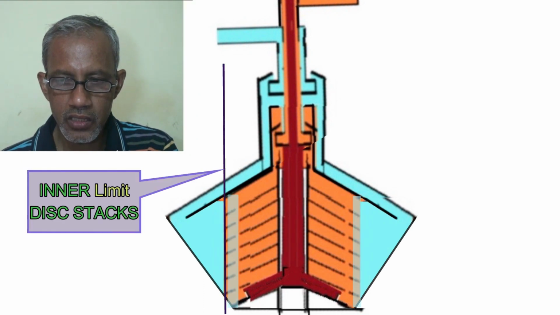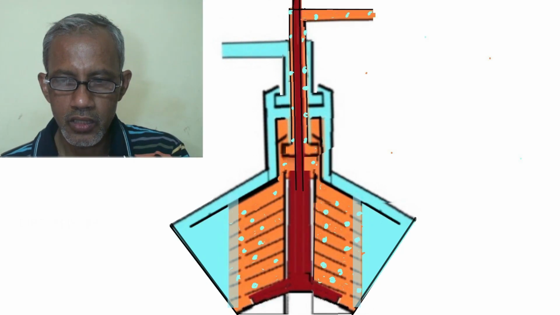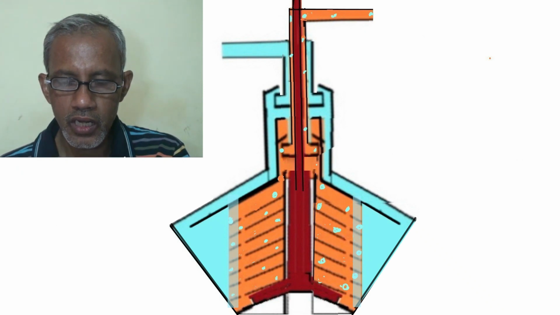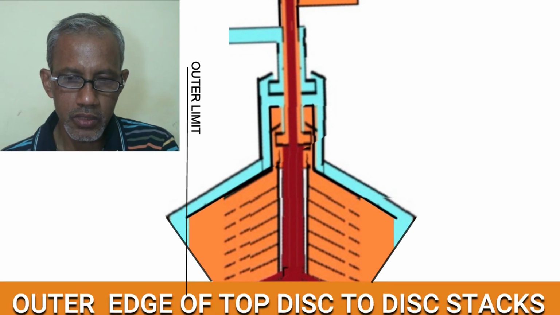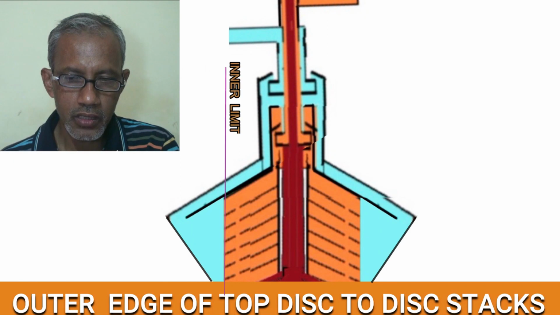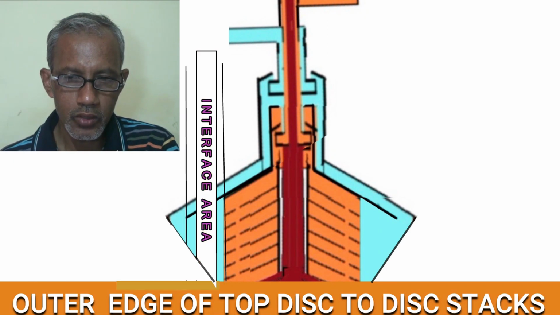If it just touches and goes inside the disk, the water will get emulsified with the clean oil and it will be carried over to the light phase, and the water will contaminate the clean oil again. That is the reason that the position of the E line is within these two margins, the outer edge of the top disk and the point where it touches the disk stack. So it should be in between these two margins.